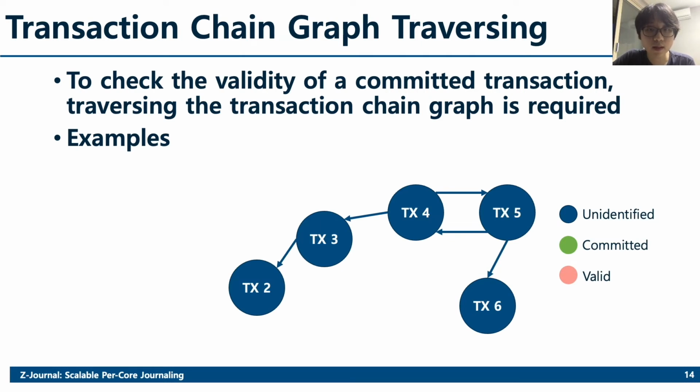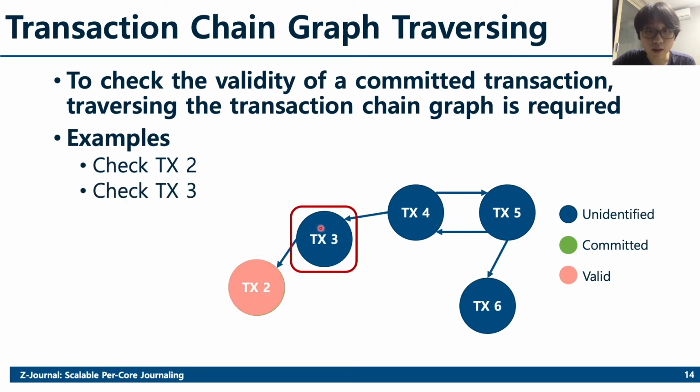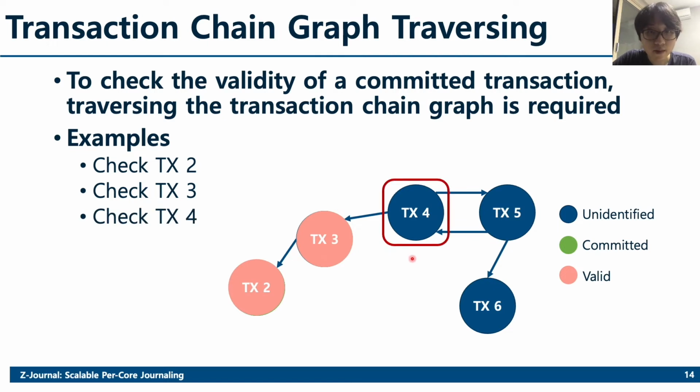First, let's check if transaction 2 is valid in this figure. Because transaction 2 has no dependence, it's valid if it's committed. Transaction 3 has a unidirectional chain relationship with transaction 2. At this point, transaction 3 itself is committed, and transaction 2 is valid, so transaction 3 is valid. Lastly, let's check transaction 4. First, check if transaction 4 is committed, and check whether transaction 3, which is a unidirectional relationship, is valid.